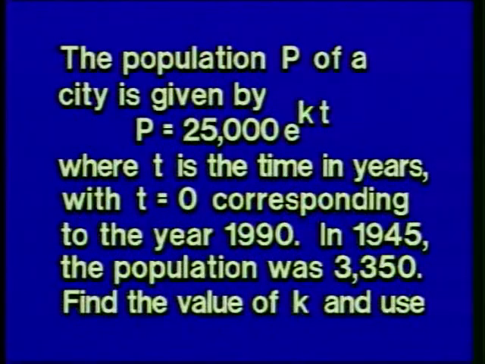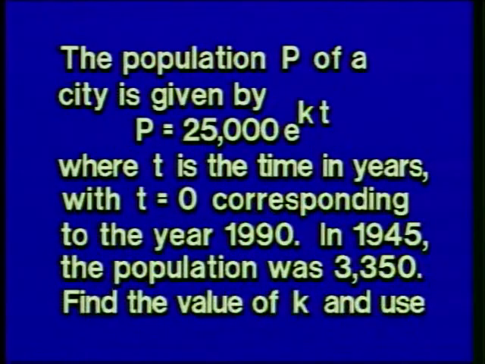In this problem, an exponential equation is used to model a population problem. It says the population P of a city is given by the equation P is equal to 25,000 e to the kt power, where t is the time in years with t equals 0 corresponding to the year 1990. Now, let's stop right there for just a moment. The situation is implying that in 1990 the population of the city is 25,000. And since that is the basis upon which we're building our equation, t, the time, is 0 corresponding to that year.